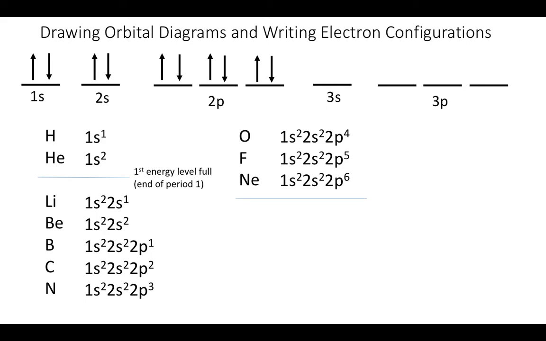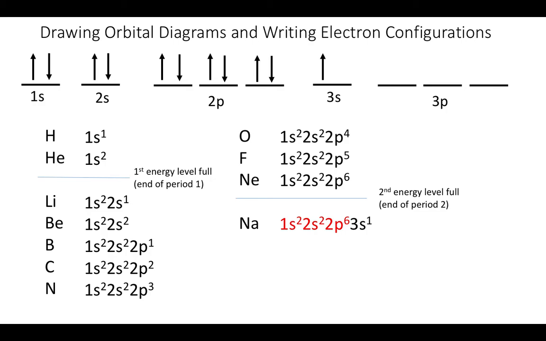Now at this point, do you see that the second energy level is now full? And if we look on the periodic table, we have now come to the end of period 2. We've come to neon, which is the second noble gas. All right, sodium. The 11th electron, where is it going to go? Up spin in the 3s orbital. So the configuration for sodium is 1s2, 2s2, 2p6, 3s1.